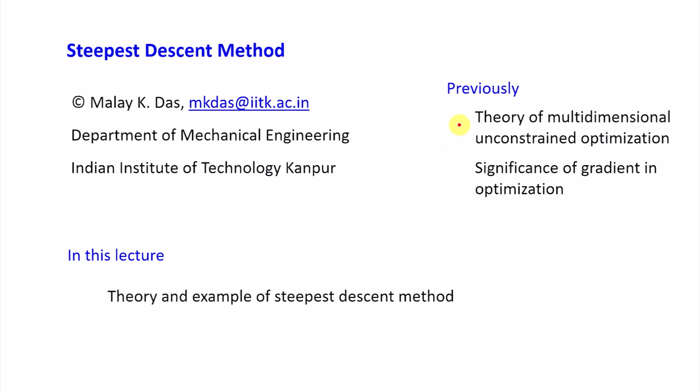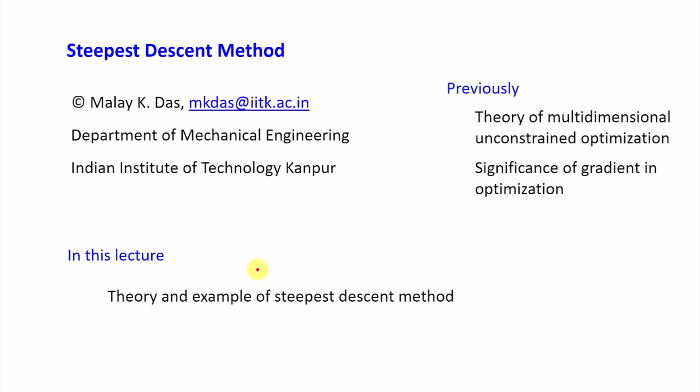We are discussing multidimensional unconstrained optimization. We have seen the theory as well as examples of such problems. We have also discussed the significance of gradient in such optimization. Now in this lecture, we will get into a very important family of methods, that is the gradient descent methods. And here we will actually use the gradient information in minimization of a multidimensional function.